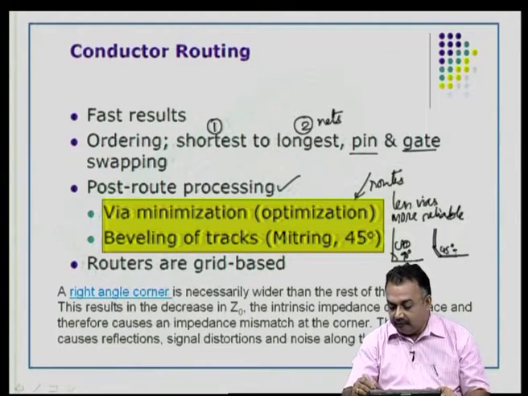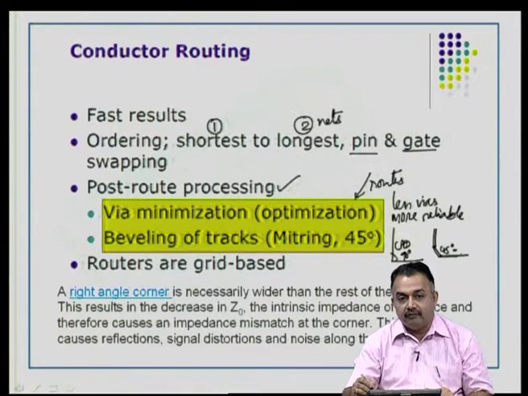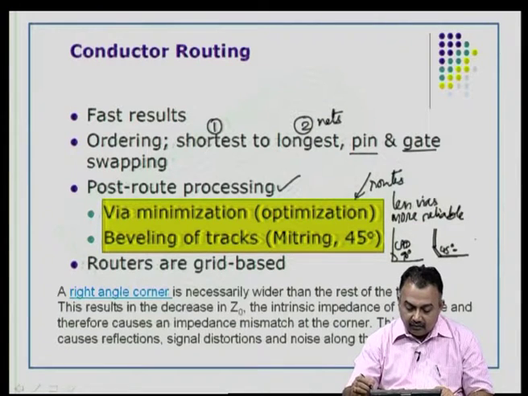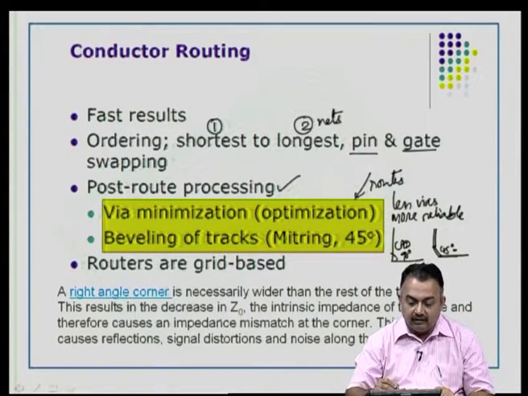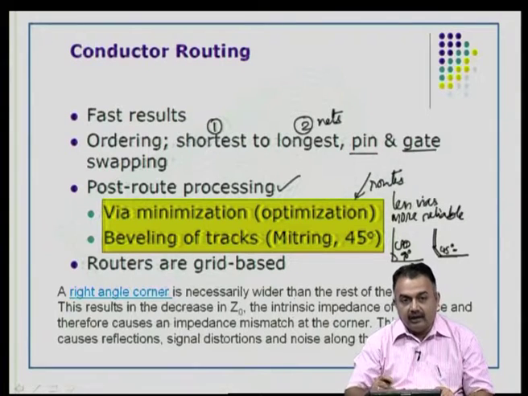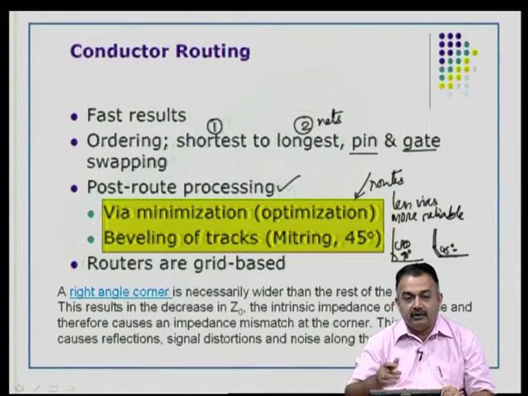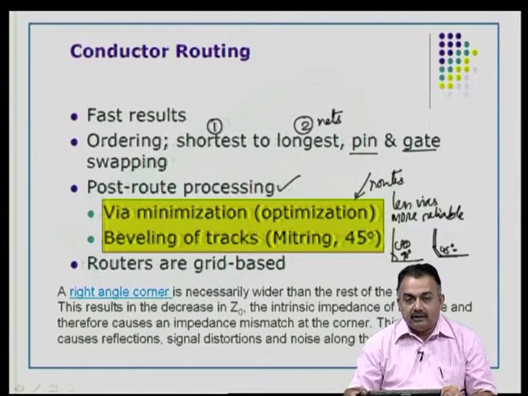So, the reason for moving from 90 to 45 is that a right angle corner is necessarily wider than the rest of the trace. This results in the decrease in Z naught, that is the intrinsic impedance of the trace, and therefore, it causes an impedance mismatch at the corner. Okay. When this happens, when the signals are passing through, it causes reflections and creates electrical parasitic problems. There will be distortion in the signal and noise generated along the trace.